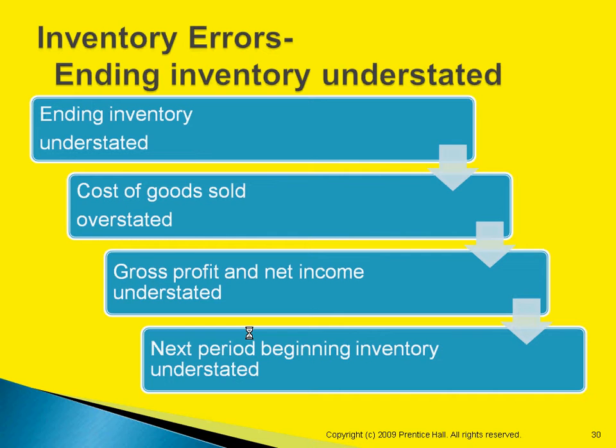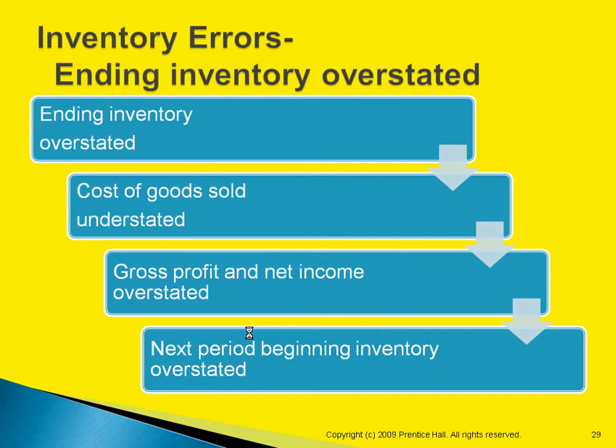How do I remember this? Okay? Inventory, overstated. Net income, overstated. Gross profit, overstated. Cost of goods sold, understated. That's how I remember it. Okay? Whatever direction inventory is going in, so does net income and gross profit follow. Cost of goods sold is always the opposite.